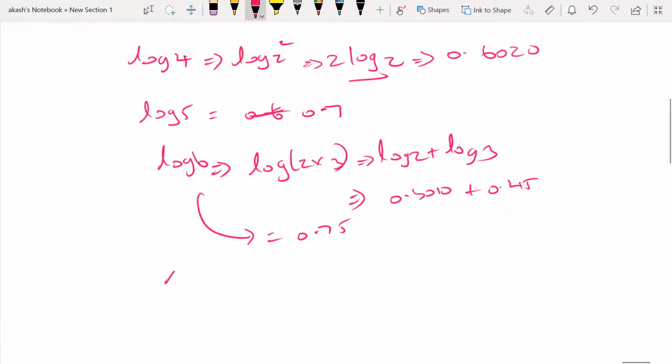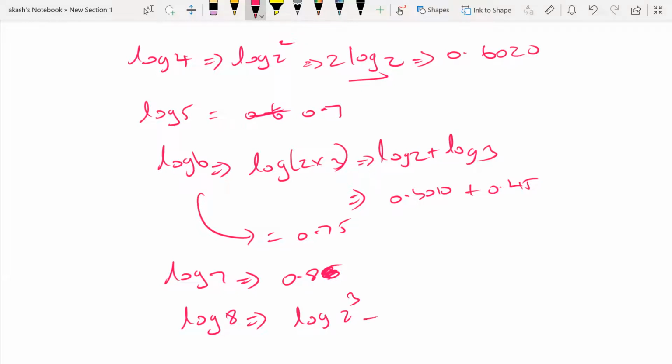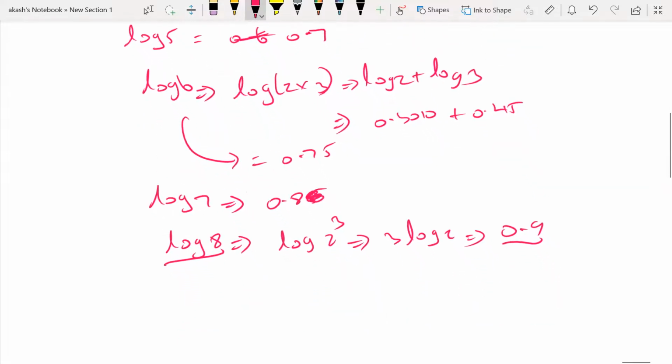Now log 7, you have to remember. Log 7 value is approximately 0.85, or you can even just keep it as 0.8 for calculation purposes. Log 8, how can I write log 8? 8 can be written as 2 to the power 3, log of 2 to the power 3. So again, I'll be able to write this as 3 log 2. So 3 into 0.3010, so approximately you'll get the value as 0.9 for log 8.